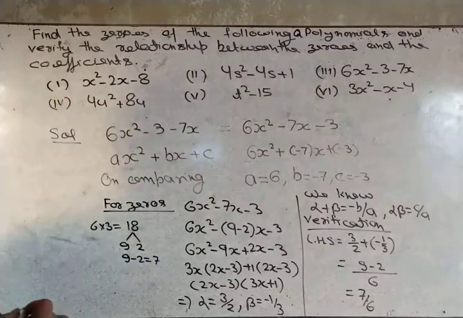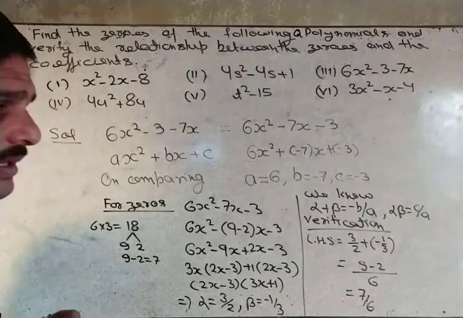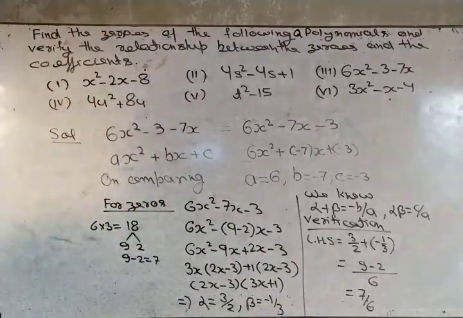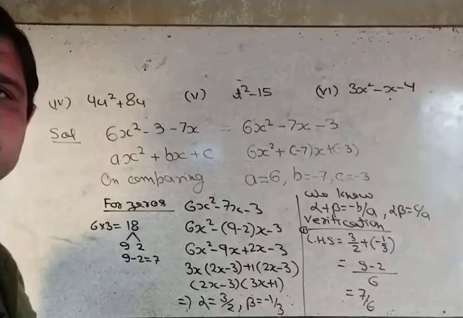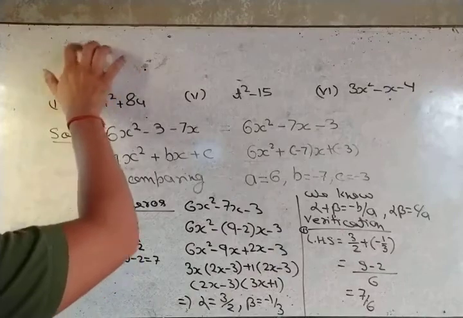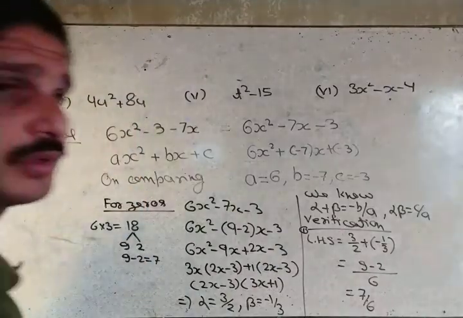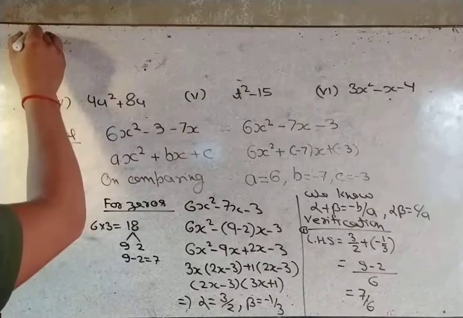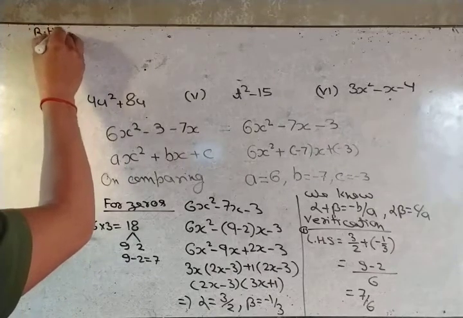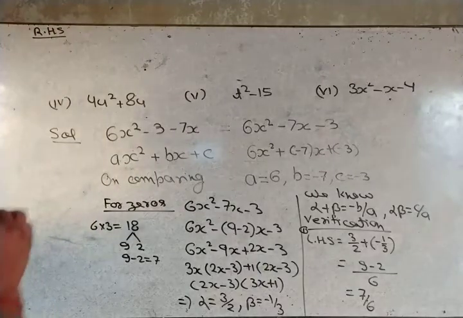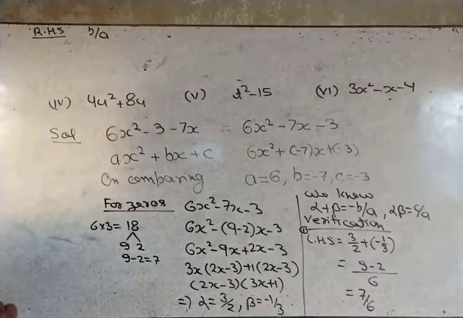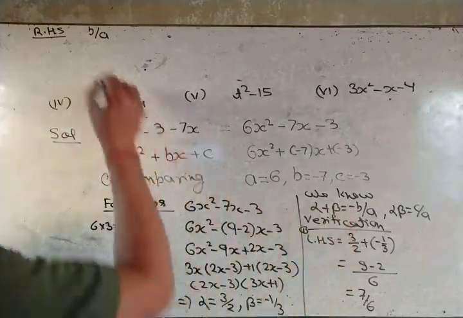Now RHS. If you do RHS, please pause the video and note it down. I have managed the space here. I don't have a very big board, so you need to understand this thing very carefully. Now we had proved LHS. Now for RHS, we will put minus b by a. Consider the sign as well.